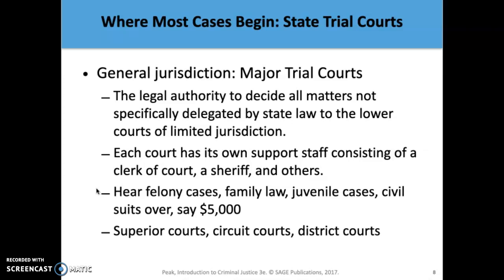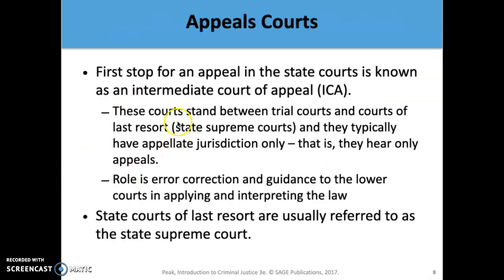Same way with civil cases. A lot of civil cases under 5,000, not so much over, okay? Those are going to be more serious cases, and they occupy the court's time, but not to the extent that we see in small claims courts, things like that. So these are trial courts of general jurisdiction.